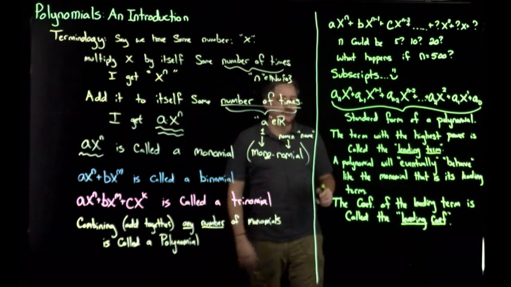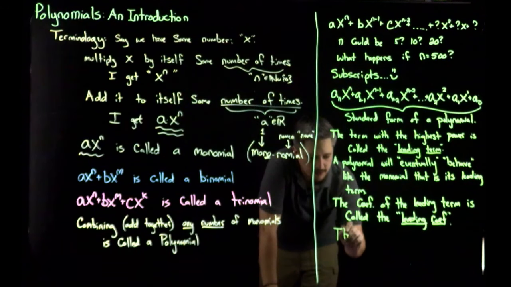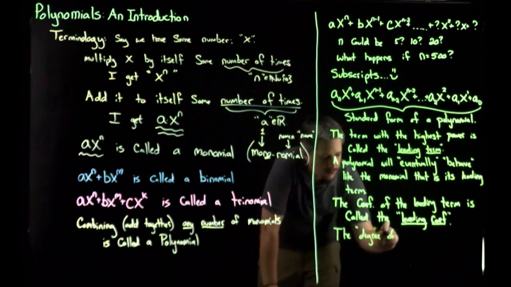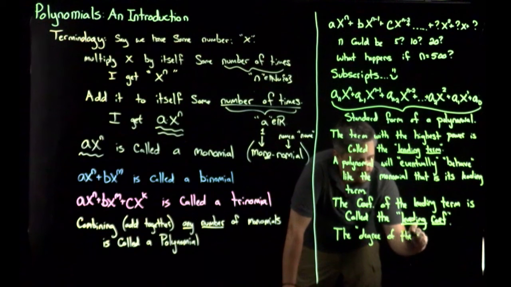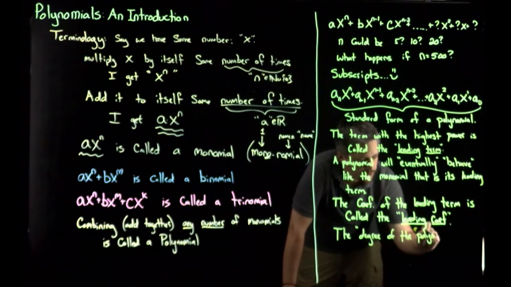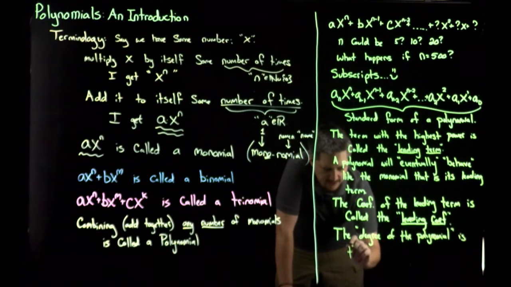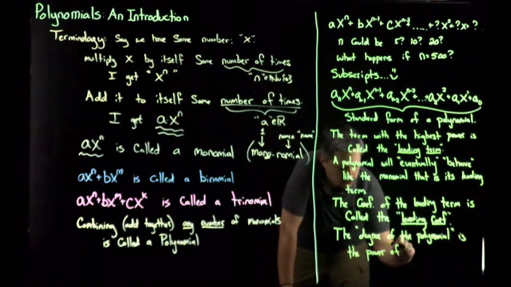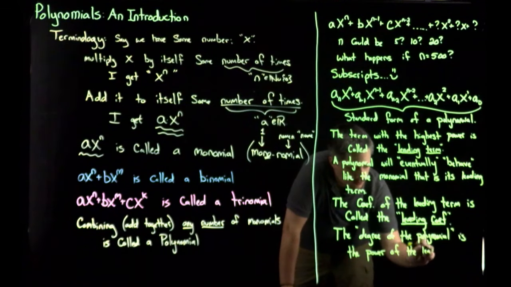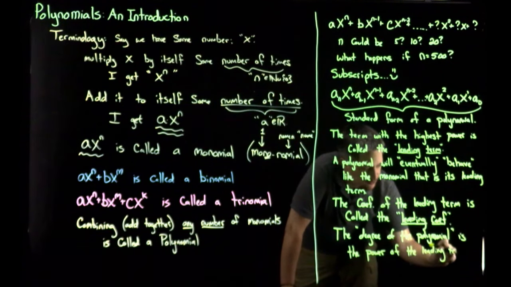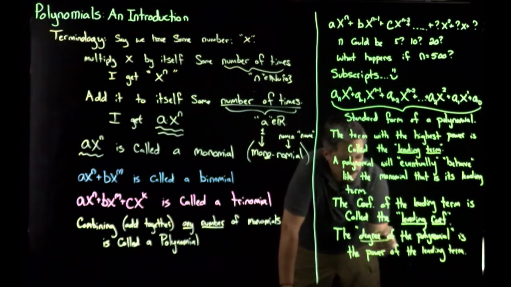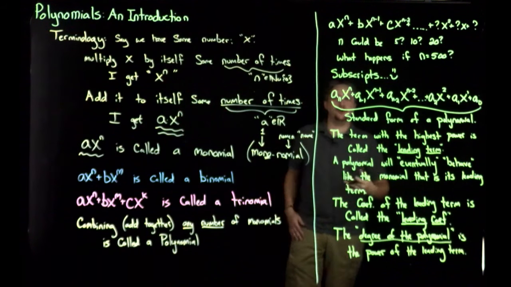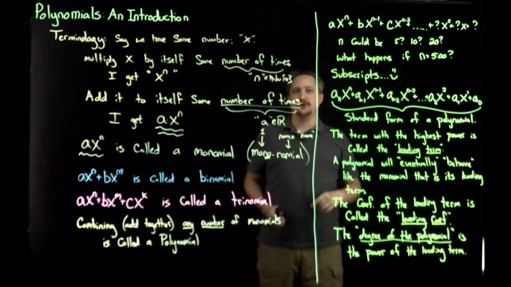And finally, for terminology, the degree of the polynomial. This is another term. The degree of a polynomial is the power of the leading term. Or another way of saying this, which is maybe a more common way, is that the degree of a polynomial is equal to the highest degree term in that polynomial. Okay?